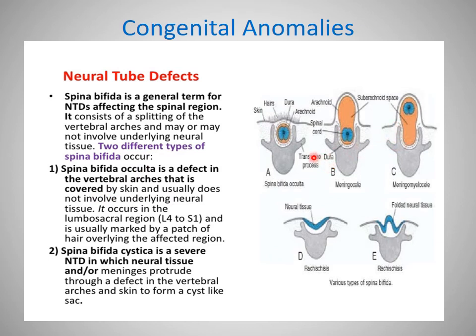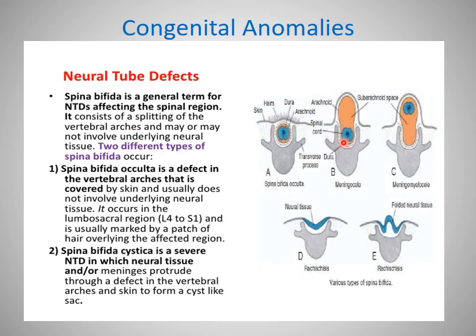In spina bifida occulta, there is a defect in the vertebral arches, and it usually does not involve the underlying neuronal tissue. It is visible in the lumbosacral region, that is the L4 to S1 level, and it is marked by a patch of hairy skin over the affected area. So this is a less severe condition.